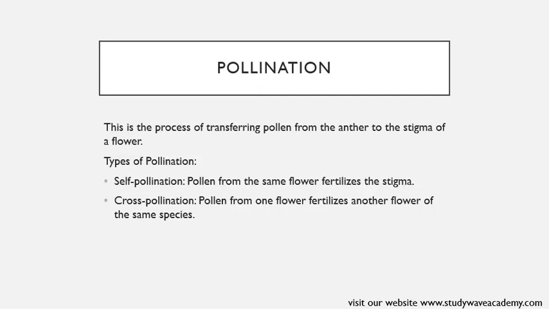Okay, we have types of pollination. Self-pollination: pollen from the same flower fertilizes the stigma. This is when a flower's pollen lands on the same flower's female part, which is the stigma. It's like the flower pollinating itself. Okay? Do we understand that?